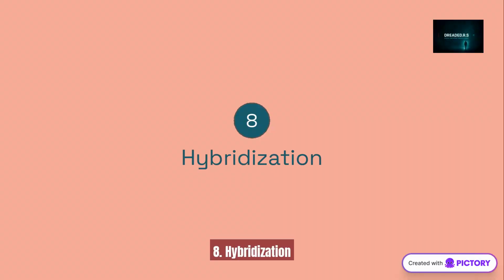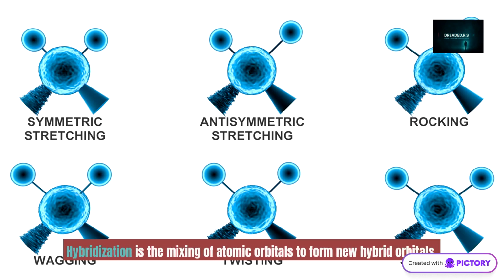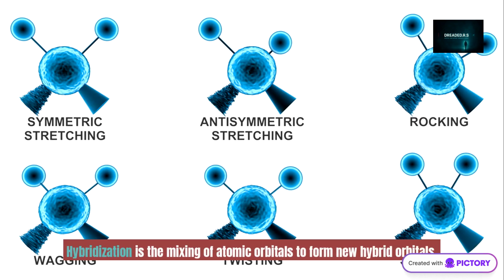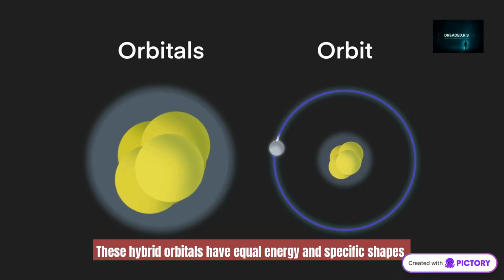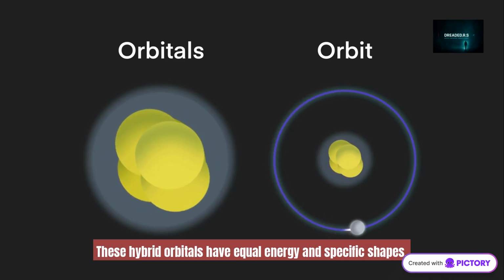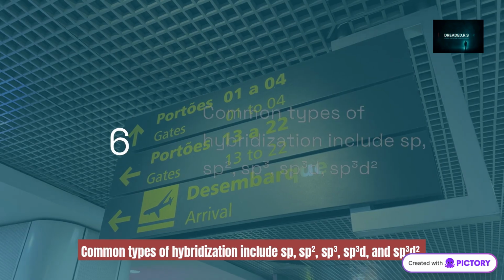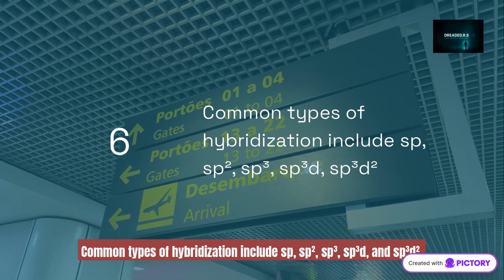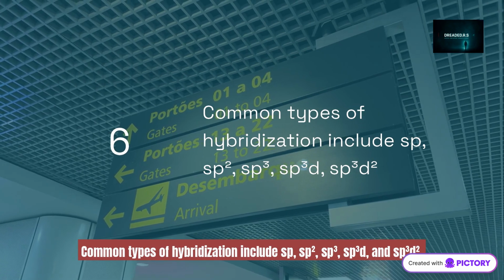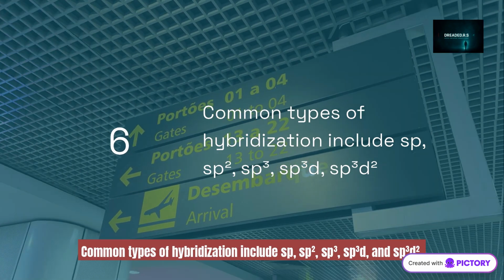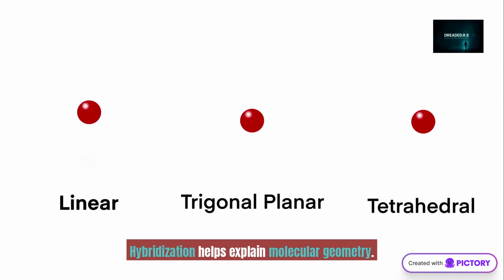8. Hybridization. Hybridization is the mixing of atomic orbitals to form new hybrid orbitals. These hybrid orbitals have equal energy and specific shapes. Common types of hybridization include sp, sp², sp³, sp³d, and sp³d². Hybridization helps explain molecular geometry.